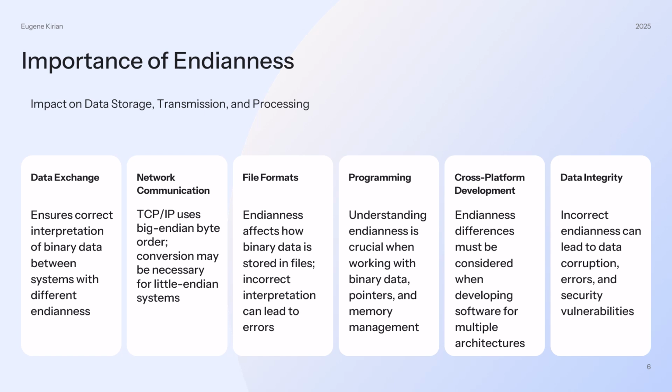In programming, endianness is essential when working with binary data, pointers, and memory management. It can impact the correctness and reliability of software. When developing software for multiple architectures, endianness differences must be considered to ensure compatibility and accuracy. If endianness is not handled correctly, it can lead to data corruption, errors, and potentially even security vulnerabilities. By understanding and addressing endianness, developers can ensure that their software works correctly and efficiently across different systems and architectures.